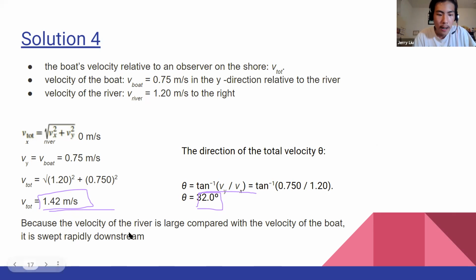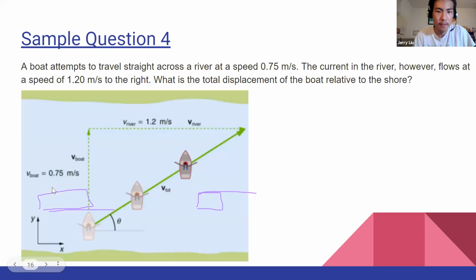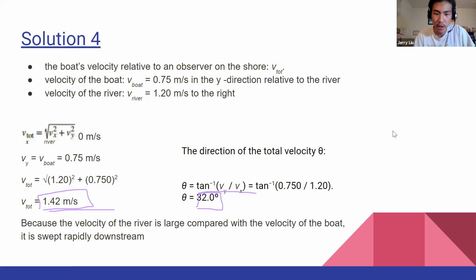So it's rapidly swept downstream, and all we have to do now is find out how long the river is or how far you traveled, and then you can find your total displacement. So this is more of a conceptual question. You may see these types of problems on contests and stuff.